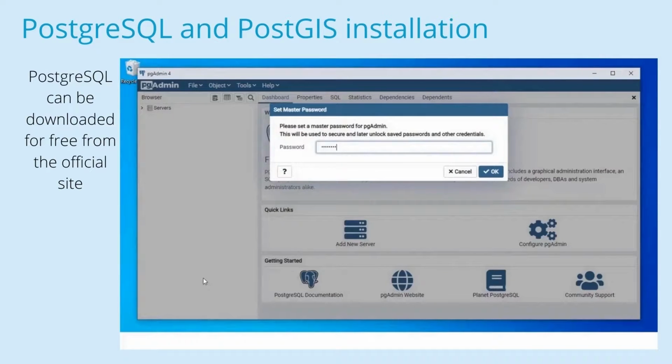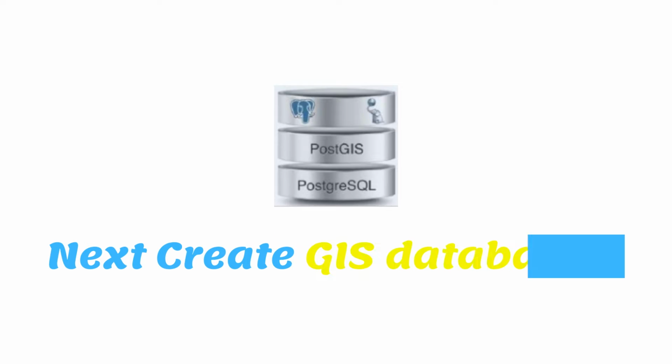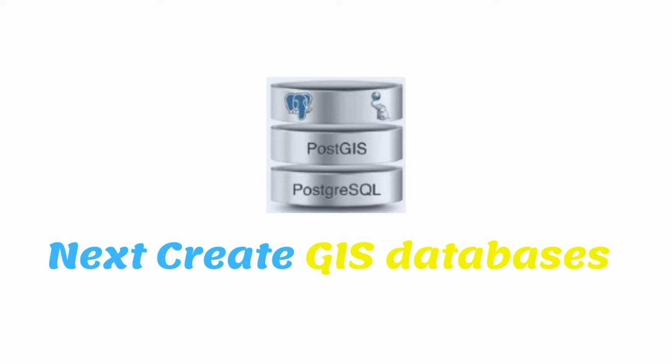Once finished, you can check it's running, using pgAdmin, and enter the password you created earlier. After successfully installing PostgreSQL and its spatial extension PostGIS, your GIS database is ready for use. Next, we will see how to create databases in PostgreSQL, and add spatial extensions.